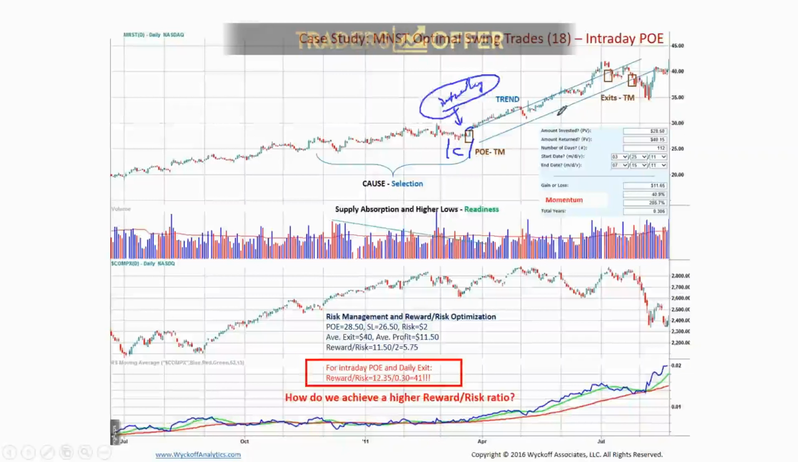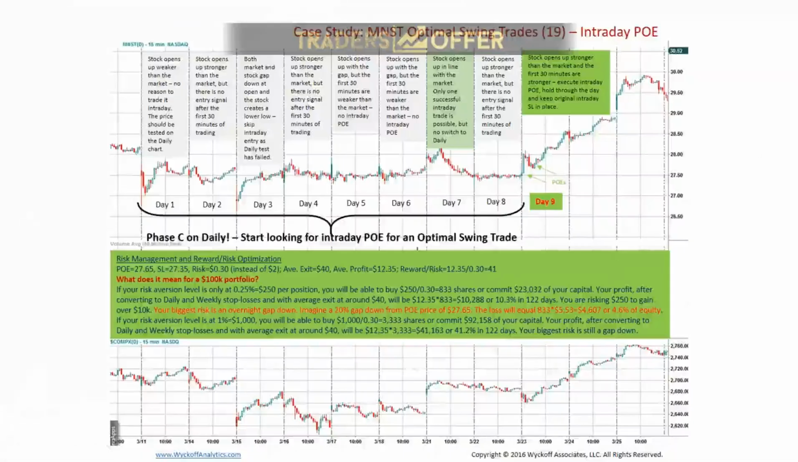And I'm going to start thinking about how I could actually find the points of entry for this stock on the intraday level, and then switch to the daily and exit as the daily trend changes behavior. So what I would do is go to the intraday picture and go day by day and try to figure out where I could possibly have an intraday entry and where I could switch to the daily time frame, and possibly even to the weekly.